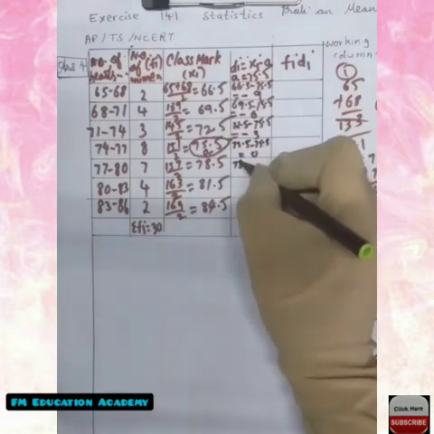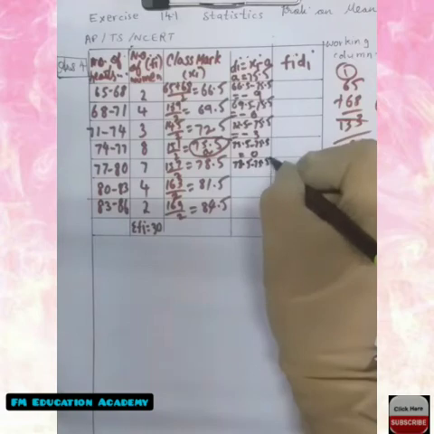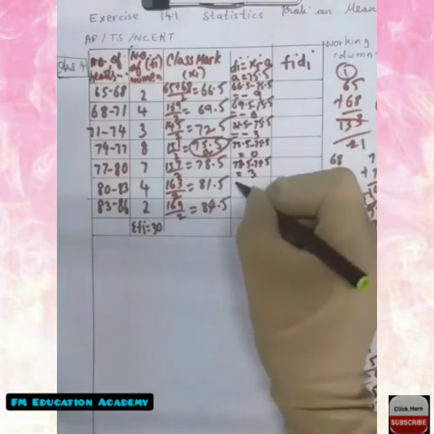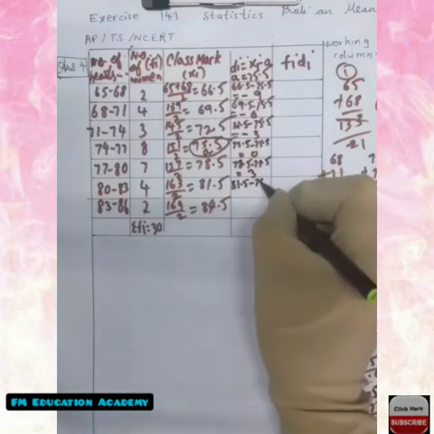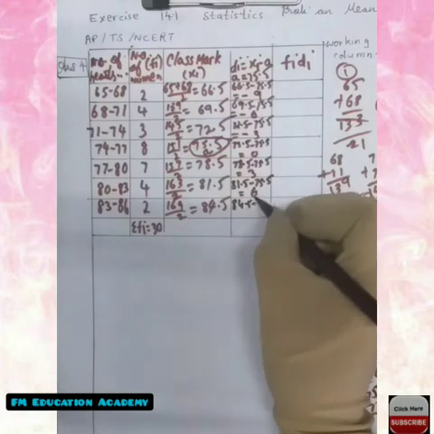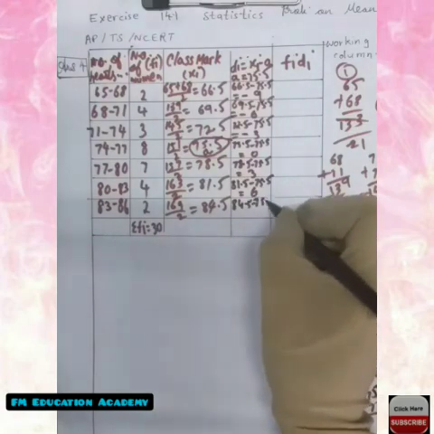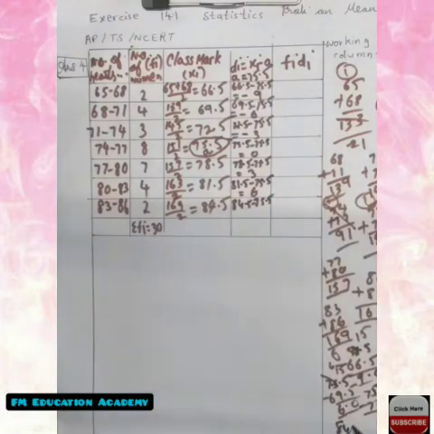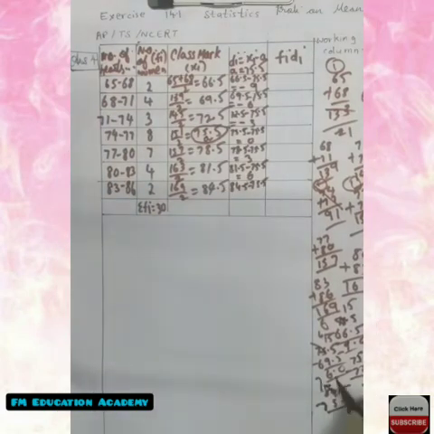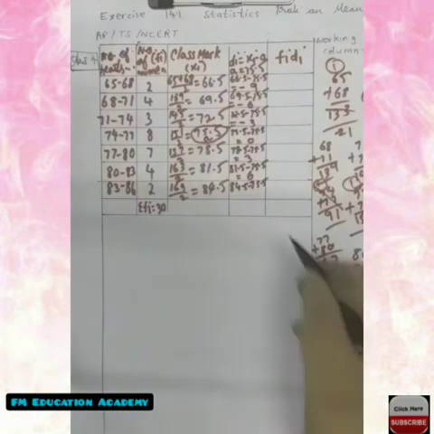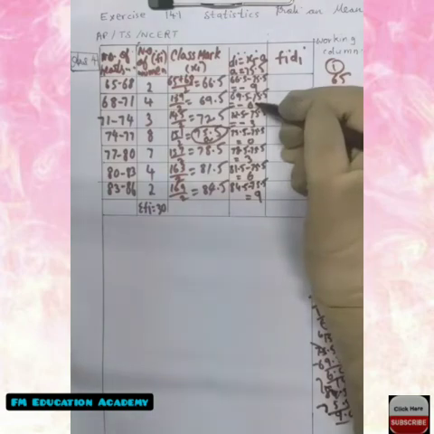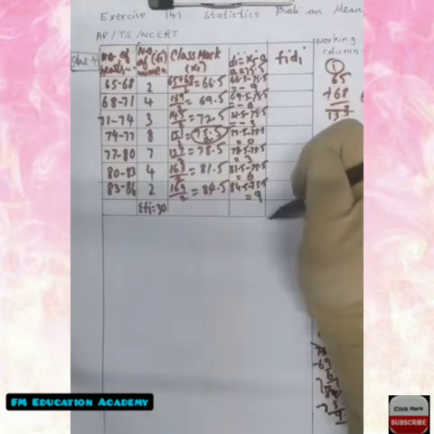Next, 78.5 minus 75.5. Now positive values will start coming because 78.5 is more than 75.5. We will get plus 3. 81.5 minus 75.5. You will get plus 6. 84.5 minus 75.5. 5 minus 5 is 0. This will become 7. 14 minus 5 is 9. So you got plus 9. So you have minus 9, minus 6, minus 3, 0, plus 3, plus 6 and plus 9.